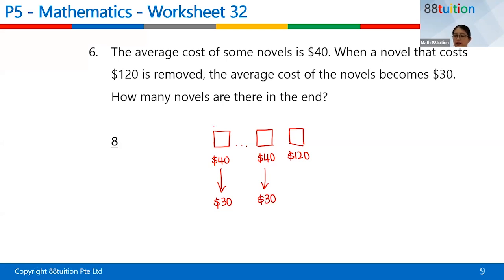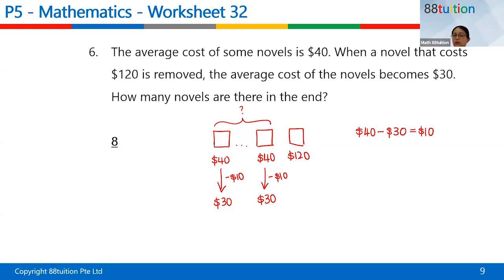So how many are there? So that reduced is 10. Right? Okay, this is what you have, right? And then you remove it. But of course, this is the average of $40, right? But its original is 120.